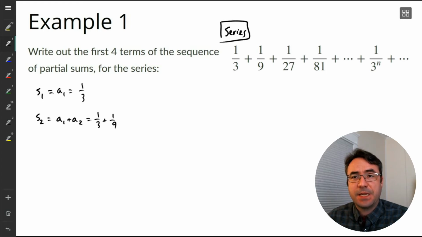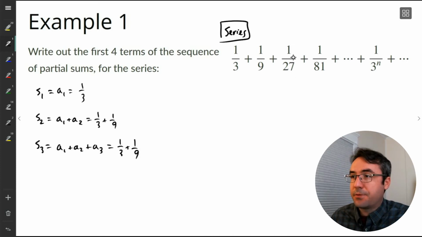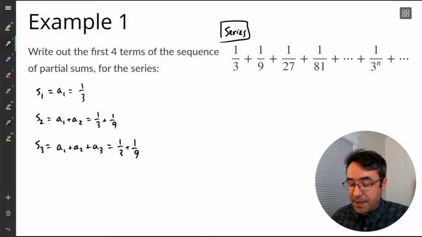Okay, not too bad. What's S3? Well, we take the first 3 terms, add them together. So we get 1/3 plus 1/9, but now we're going to throw in the third term, which is 1 over 27. So plus 1 over 27.